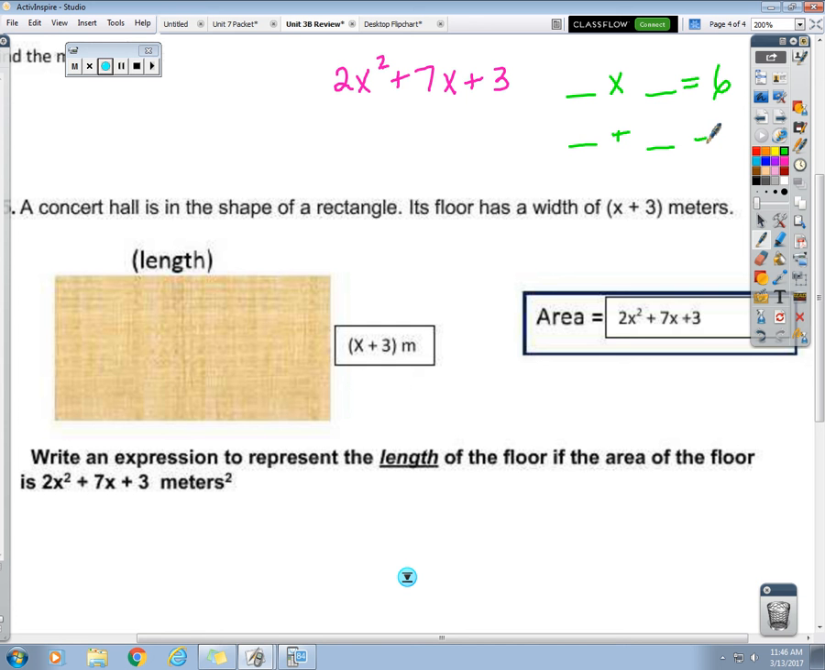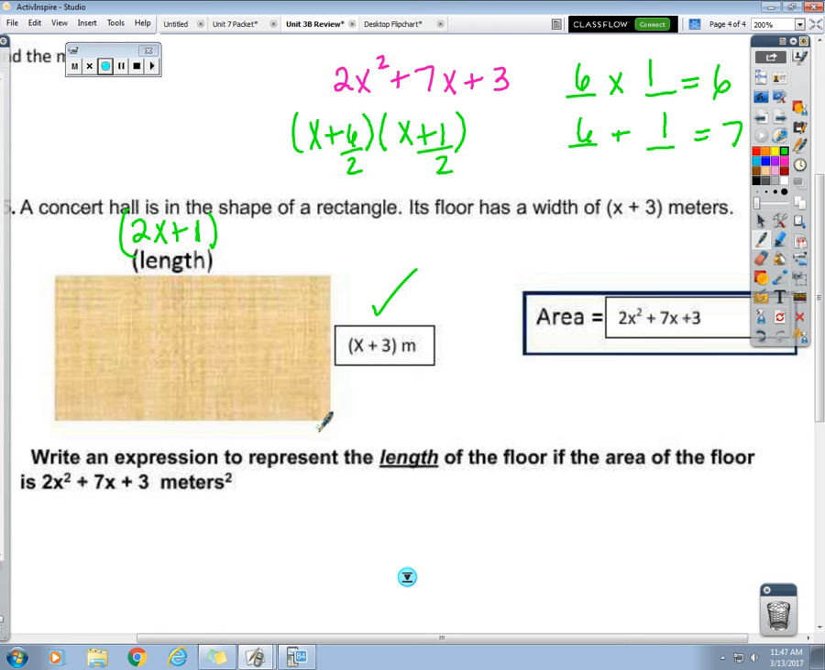Okay, what multiplies to 6 and adds to 7? Okay, so x plus 6, x plus 1. But then what do you do on these types? Divide by 2, divide by 2, and this one becomes x plus 3, which they've already got, and this one becomes... right, so that's your length, 2x plus 1.